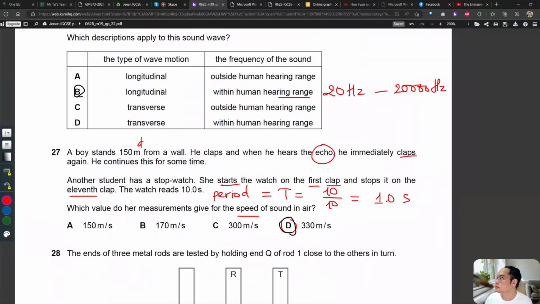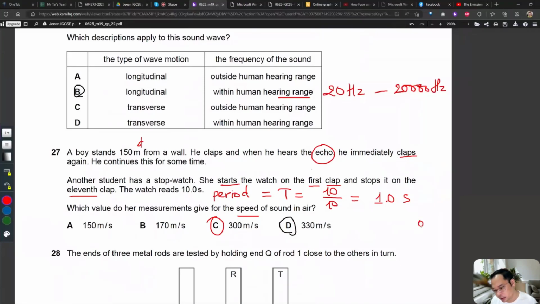So this is not the period of the sound he produced, but the period between the two claps, meaning the time interval for the sound to travel. Wait, it's not D. The answer will be C. The reason is because he claps again immediately when he hears the echo.